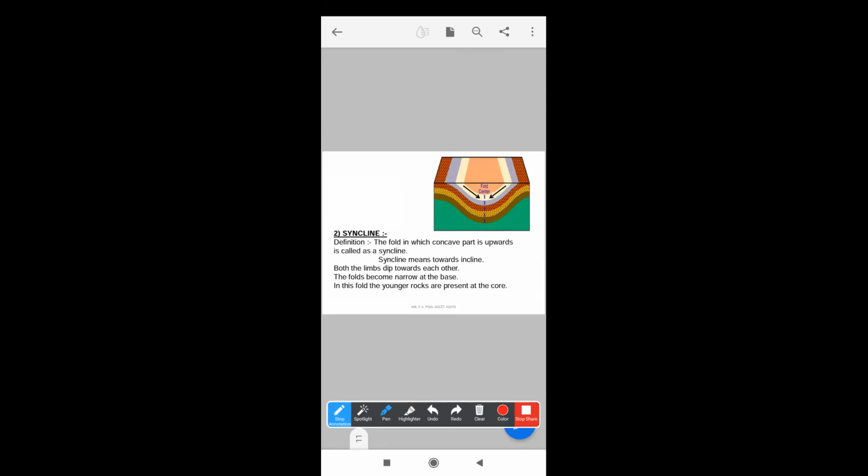Upper color, skin color. Yes. Upper orange color is the central part, that is core.